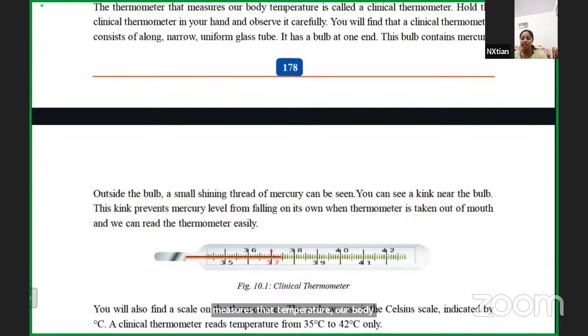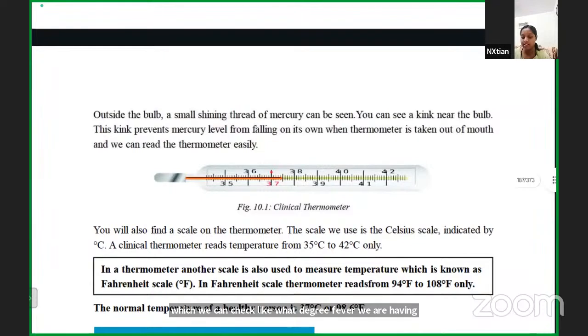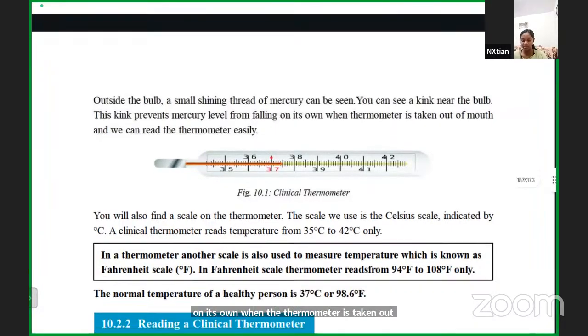If it's high, then it will go up, really up. If it's medium, then the mercury will stay somewhere in the middle. The marks are made so that we can check what degree of fever we are having. Then it has a kink near the bulb which prevents the mercury from falling on its own when the thermometer is taken out of the mouth, so we can read it.